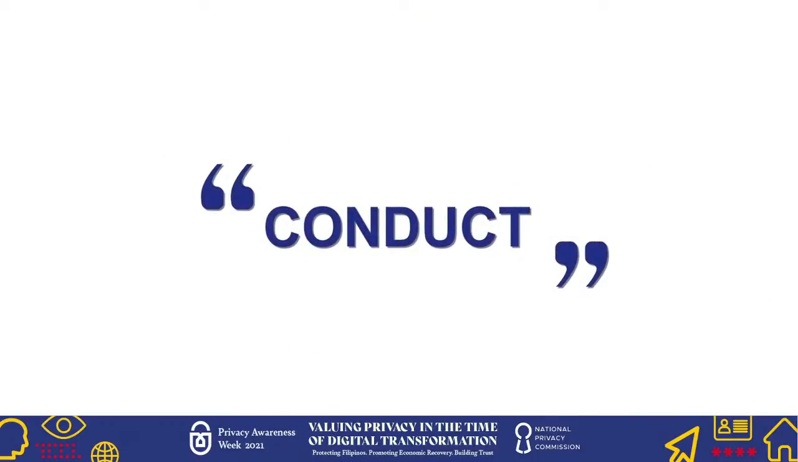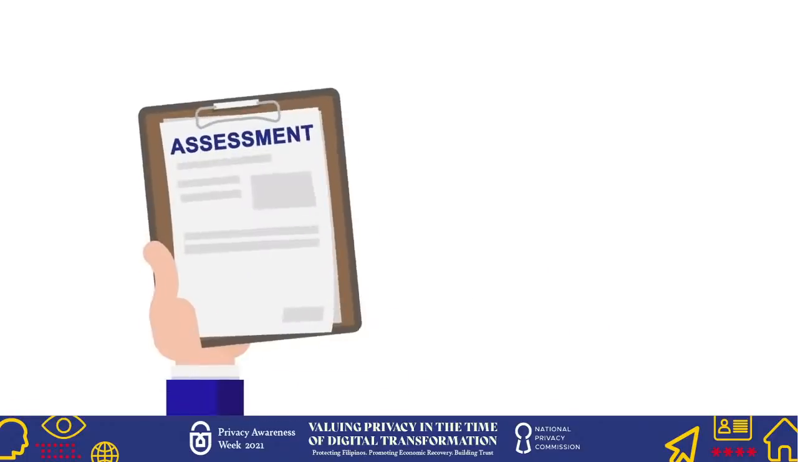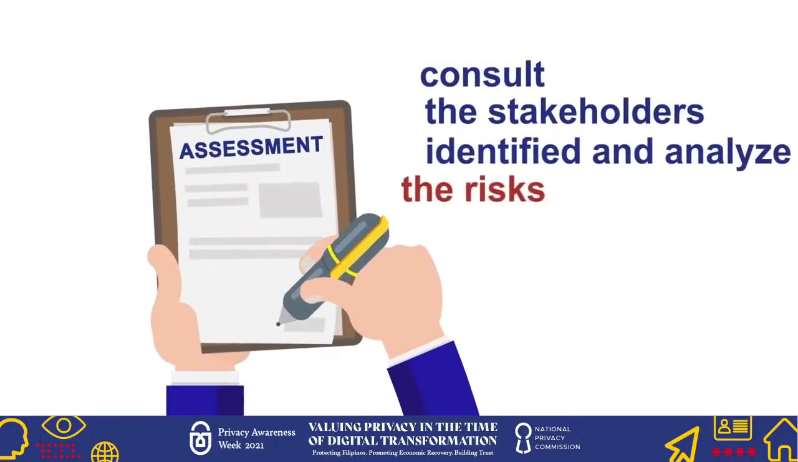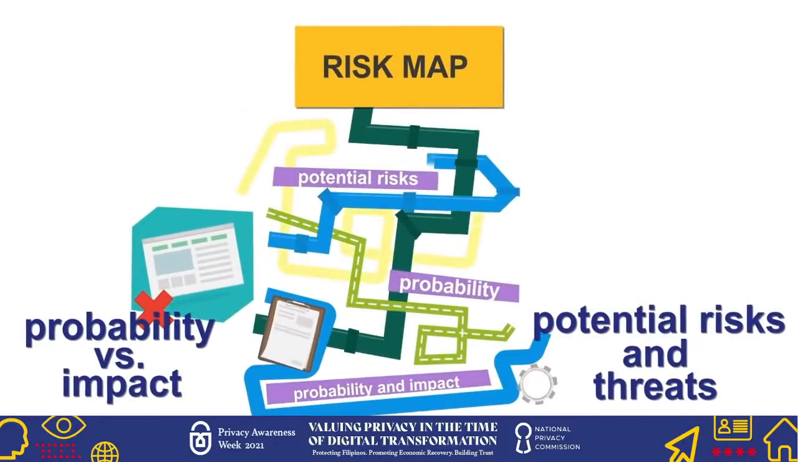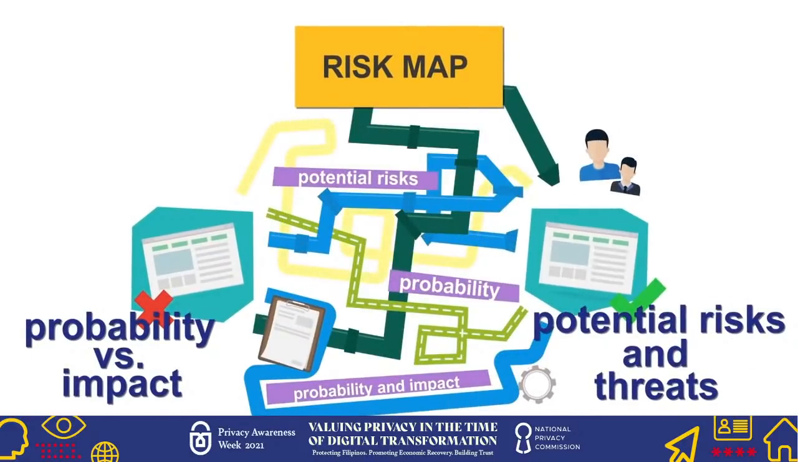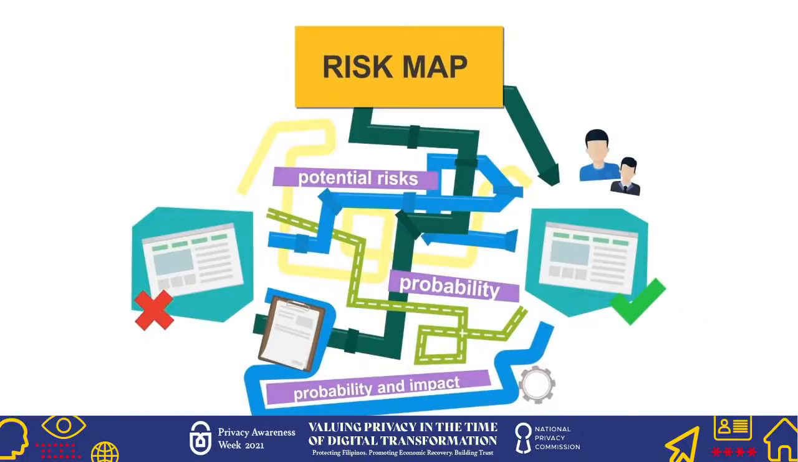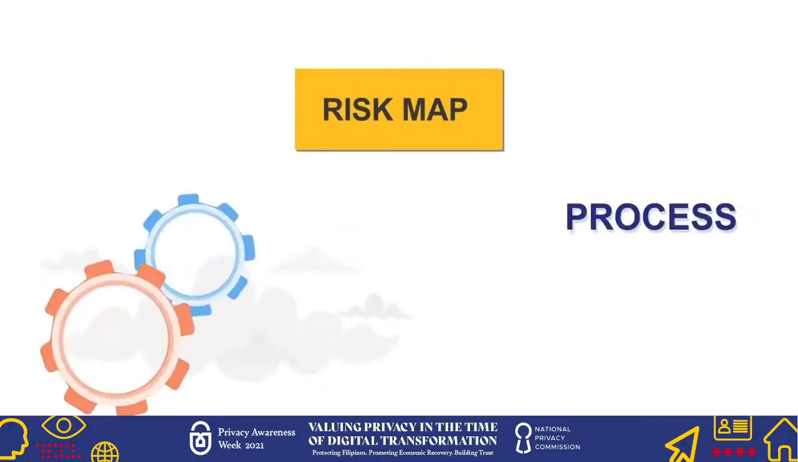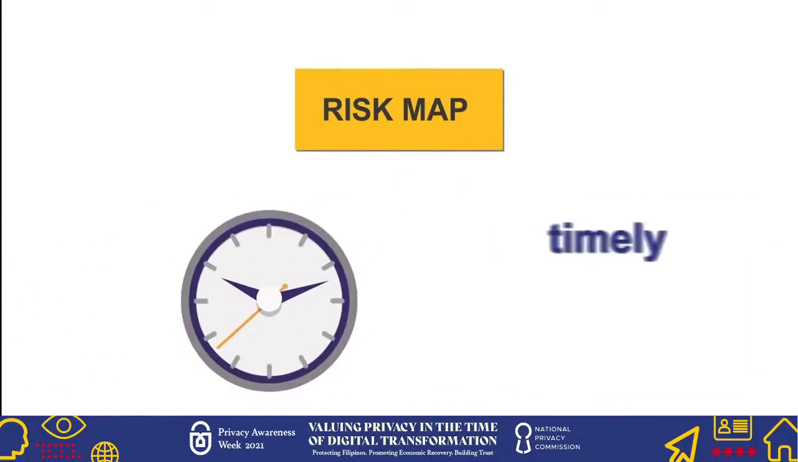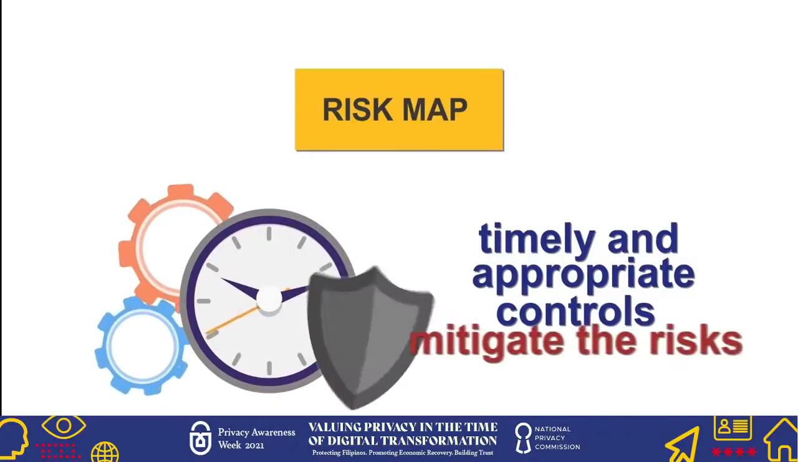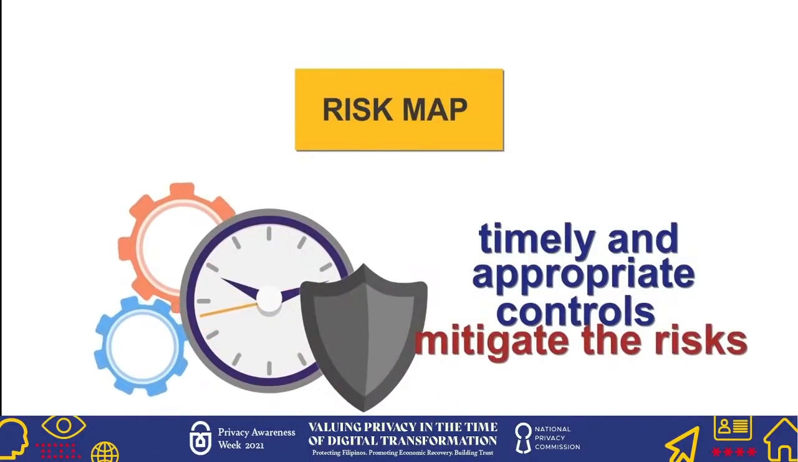Once you've done with the preparation, you're now ready to conduct your PIA. When conducting the assessment, make sure that you consult the stakeholders identified and analyze the risks through a risk map. This risk map assesses the probability and impact of the potential risks and threats. With this, you can immediately determine which process, program, or policy you need to prioritize, so you may provide timely and appropriate controls to prevent or mitigate the risks. So you now have your risk management plan.